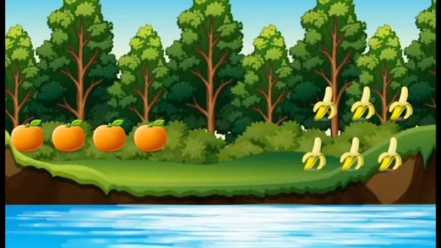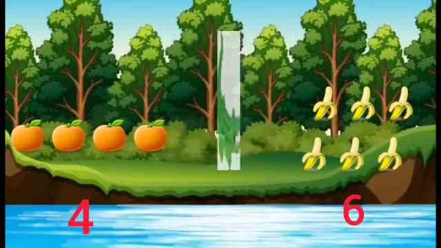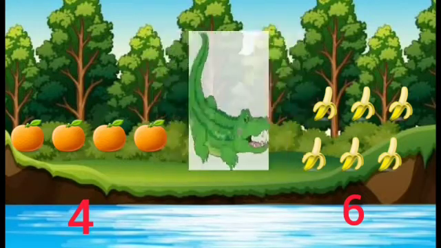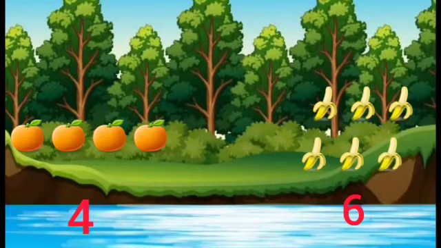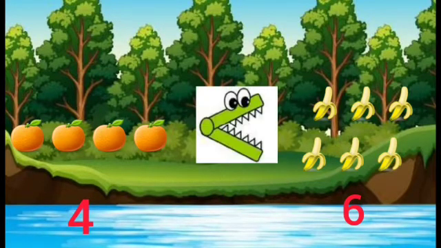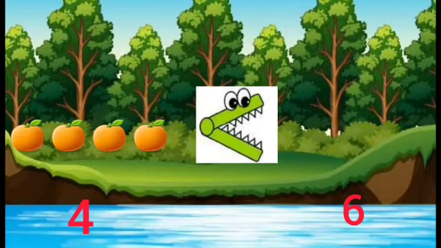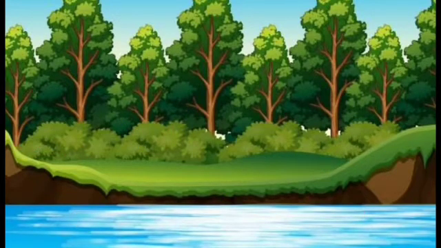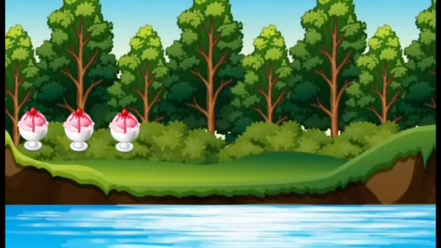The crocodile's tummy was still not full. Then he saw some oranges and bananas. On one side there were 4 oranges. On the other side there were 6 bananas. So kids, what did the crocodile do? Yes, he started eating the fruit which was in more quantity, that is bananas. But the crocodile was still hungry.